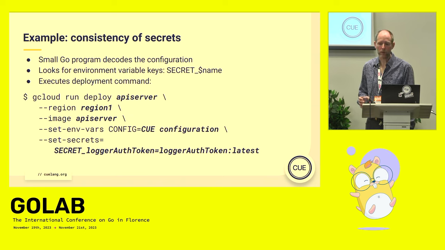So here's an example of that, not fully fleshed out because it would take too much time. We can decode the configuration into Go, walk those environment variable names, even though we don't know the values for them yet, and use those to create the actual command that we use to deploy the service. So this is that actually, there's a gcloud run, but it could be pushing something to your Kubernetes configuration or whatever.